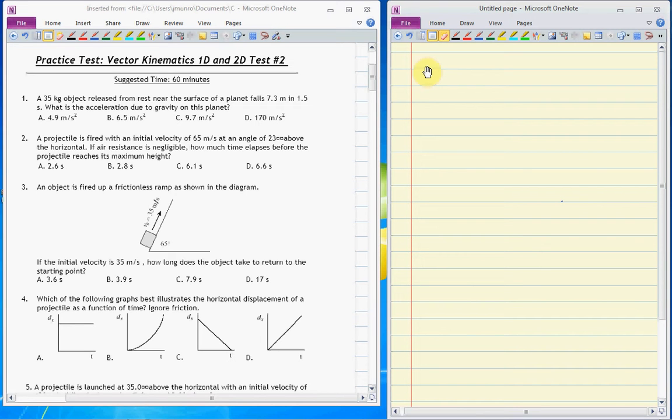This is practice test on kinematics number 2 in preparation for an upcoming exam on kinematics. Question number 1 has this 35 kilogram object released from rest near the surface of a planet that falls 7.3 meters in 1.5 seconds, and it wants to know the acceleration. So we're solving for g.